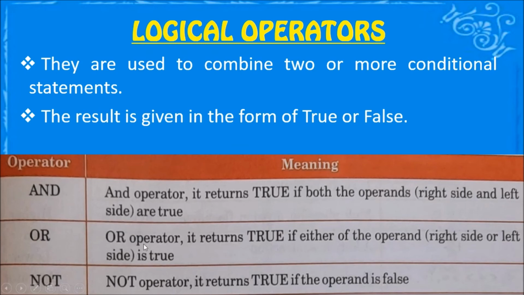OR operator will do what? OR operator will return true if either of the operands, either right side or left side, is true. Okay, in AND operator both have to be true, but in OR operator any one has to be true. The third is the NOT operator, and it will return you true if the operand is false. It will give you the opposite value. That is the NOT operator. So let's understand this also, my children.